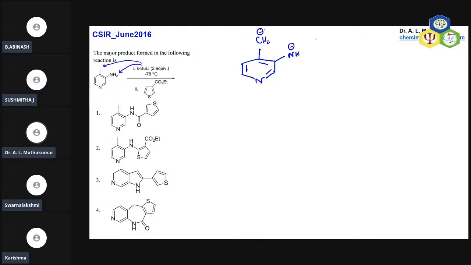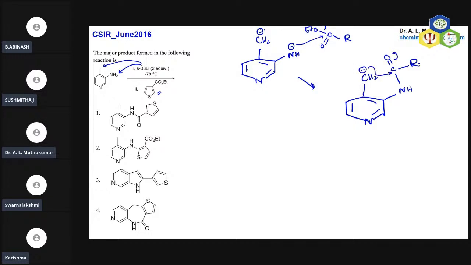Now this compound is treated with an ester, R, C double bond O, OEt. Instead of thiophene, I'm just keeping R. In the first step, this attacks here, and this group leaves. You have NH and C double bond O, here the R group, that is the thiophene group, and CH2 minus. Now this attacks here, and the electrons shift here.